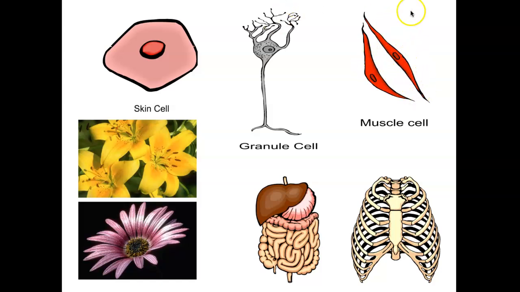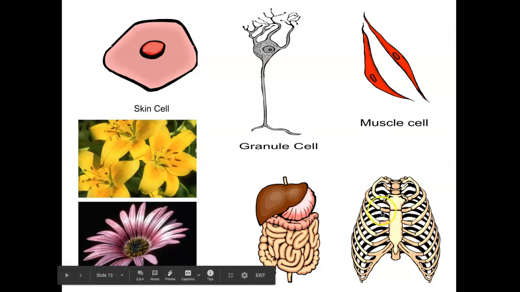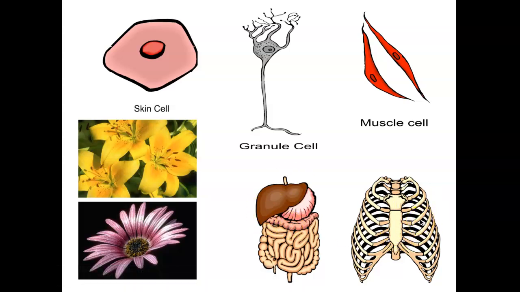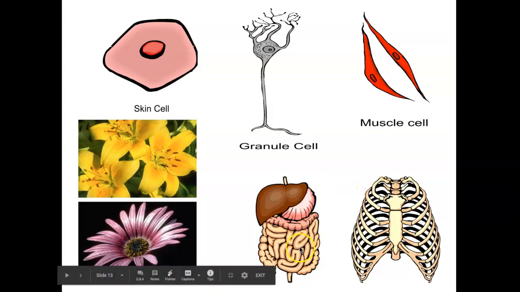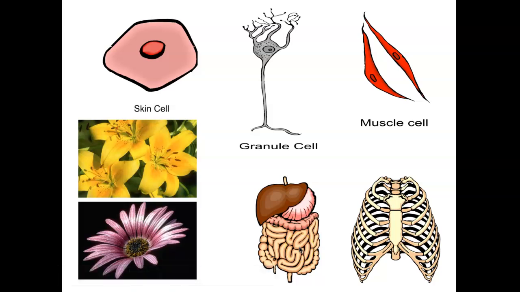Whereas a muscle cell, they tend to be long and slender. They also tend to attach to bones and things like that, and they have capabilities of contracting, so they're used for movement. And then here shows you 2 organ systems. Here you have your skeletal system versus the digestive system. Your skeletal system is used mostly for protection, stability, support, whereas your digestive system is used to break down foods into smaller parts, absorb nutrients, eliminate waste.